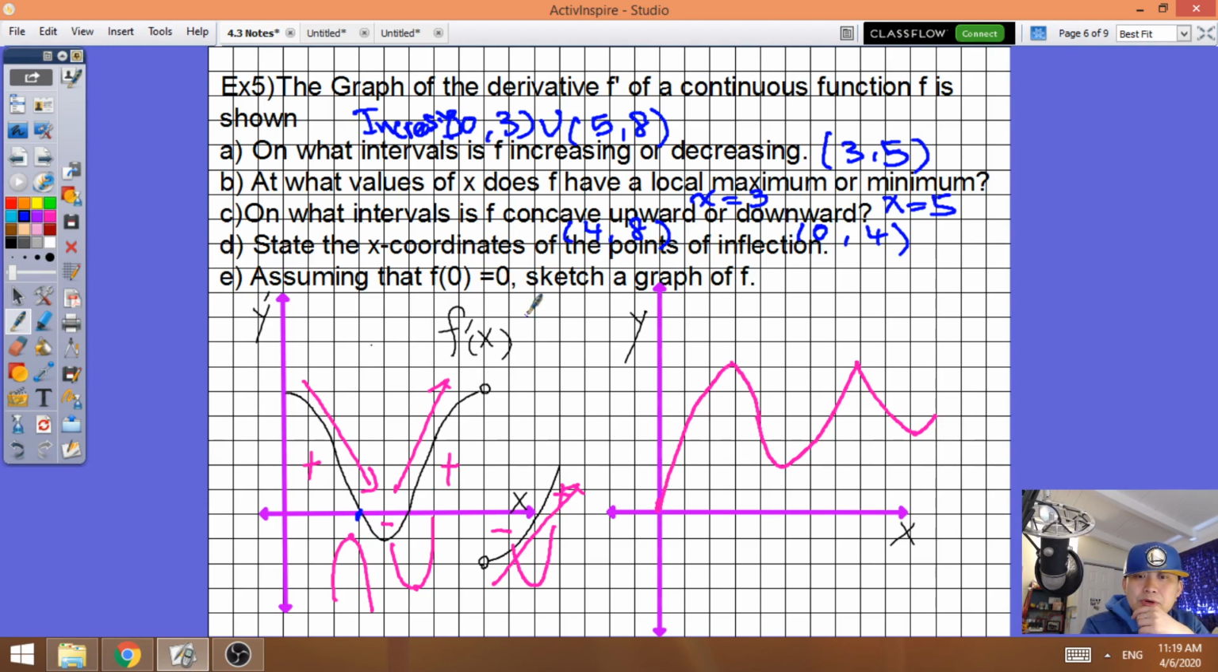And state the x-coordinate of the point of inflection. We do know that this one is concave down, then concave up, so the point of inflection appears at this position, which is 4.